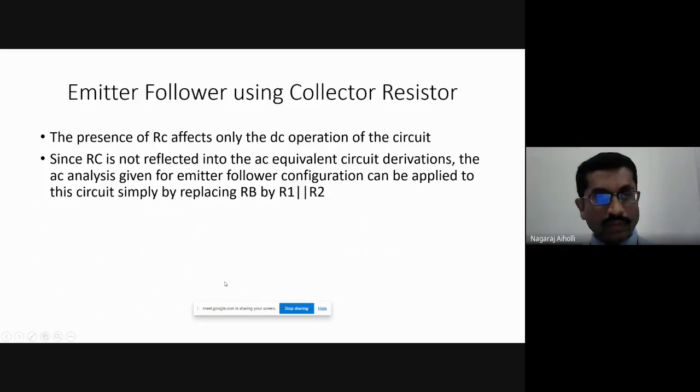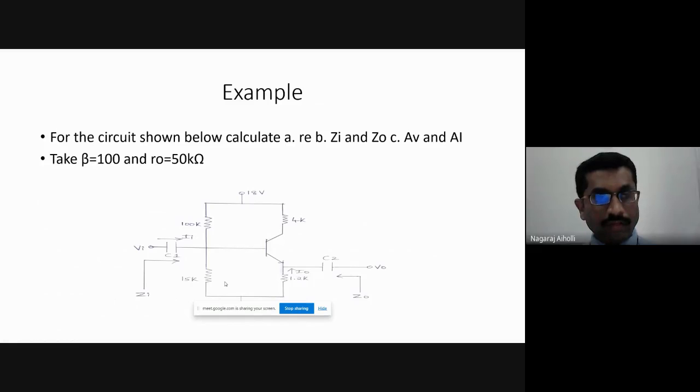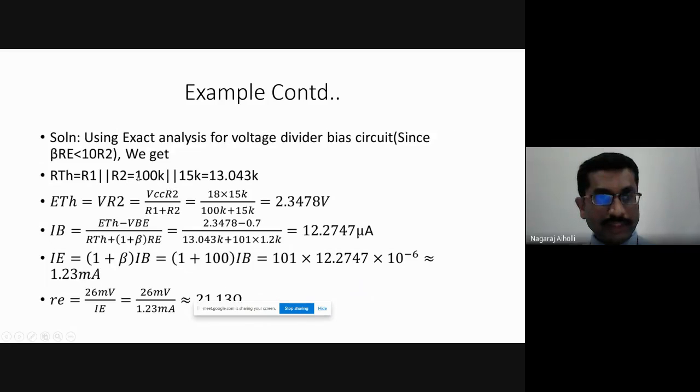So the condition for applying approximate analysis is that beta RE should be greater than 10 times R2, but here it is less than 10 times R2. Therefore, we cannot apply the approximate method for obtaining the values for the given circuit. You have to apply the exact method.